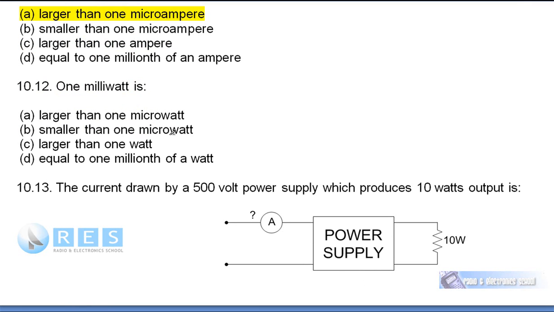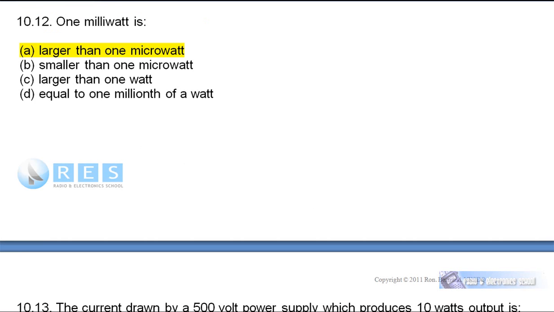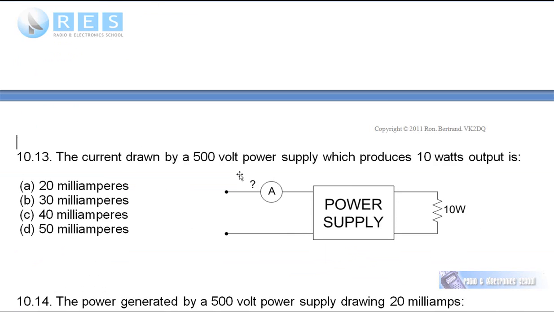Smaller than 1 microwatt? No, it is not. It's 1,000 times bigger. Larger than a watt? It is smaller. Equal to a millionth of a watt? No, it's 1,000 times bigger than that. A milliwatt is larger than a microwatt. I'm just going to page the next question down so we can see it all on one page.